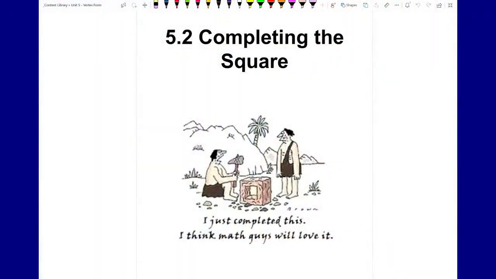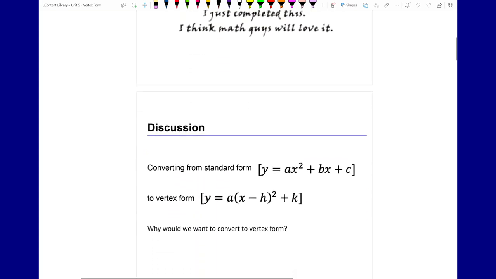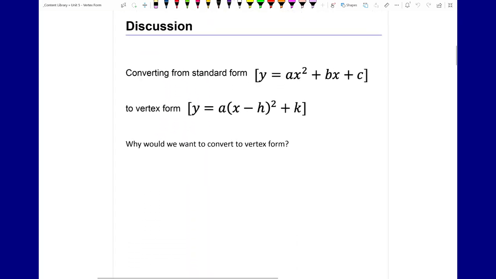In today's lesson, we are going to be looking at completing the square. So this is a method that will be important, especially when we're dealing with trying to solve quadratics or find certain pieces of information about quadratics. So just a quick little discussion, something to think about.